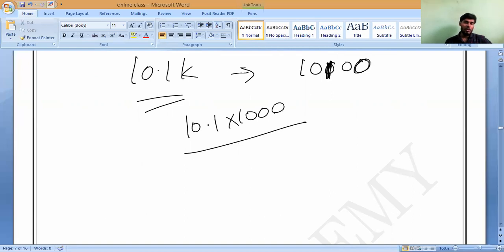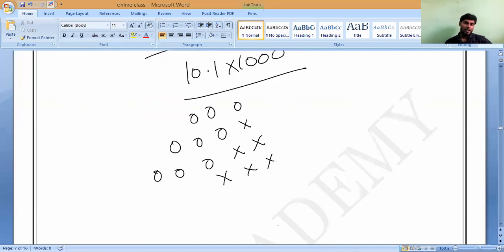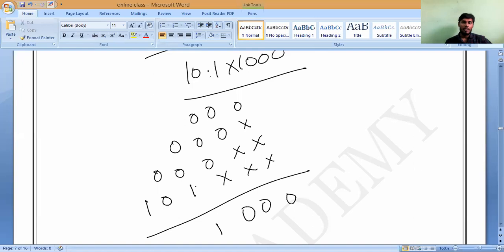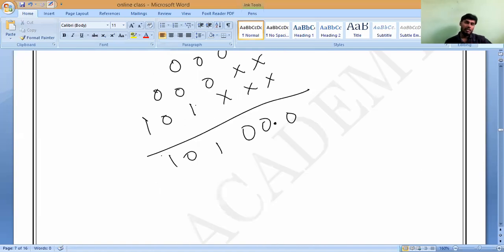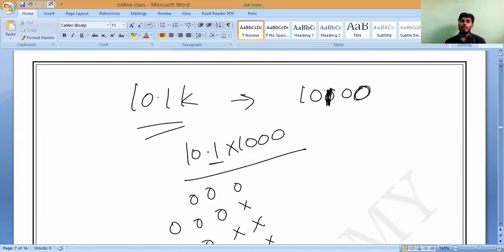Yes or no? You can check it. 0, 0, 0. Next one. 0, 0, 0. Next one. 1 ones are 1, 1 zeros are 0, and again 1 ones are 1. So 0, 0, 0, 1, 0, 1. One digit before, you keep the decimal. So which is equal to how much, Narayan? Sanat? 10,100. Correct or not? Like this you have to find it.